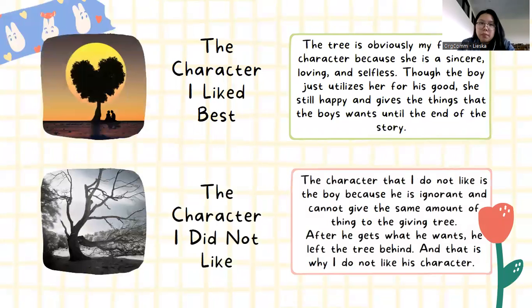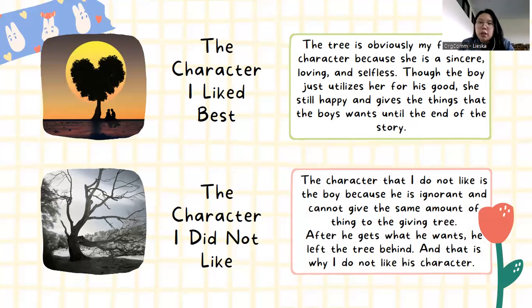Okay, so the character that I like the most is the tree because it's a sincere, loving, and selfless character. Though the boy just utilizes her for his own good, she's still happy and gives the things that the boy wants until the end of the story. And the character that I do not like is the boy because he's ignorant and cannot give the same amount of love to the giving tree, right? After he gets anything that he wants, he leaves the tree behind, and that is why I do not like his character in this story.